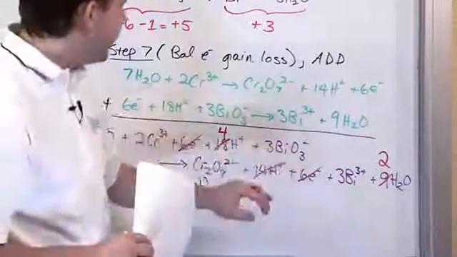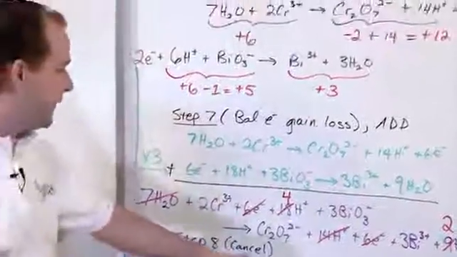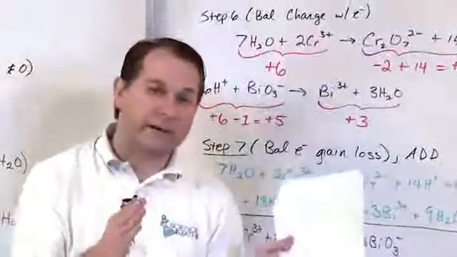Now this ion here, I don't have any of those on the right-hand side. So when we get to the cancel step down here, you see our problems have been getting more complicated.